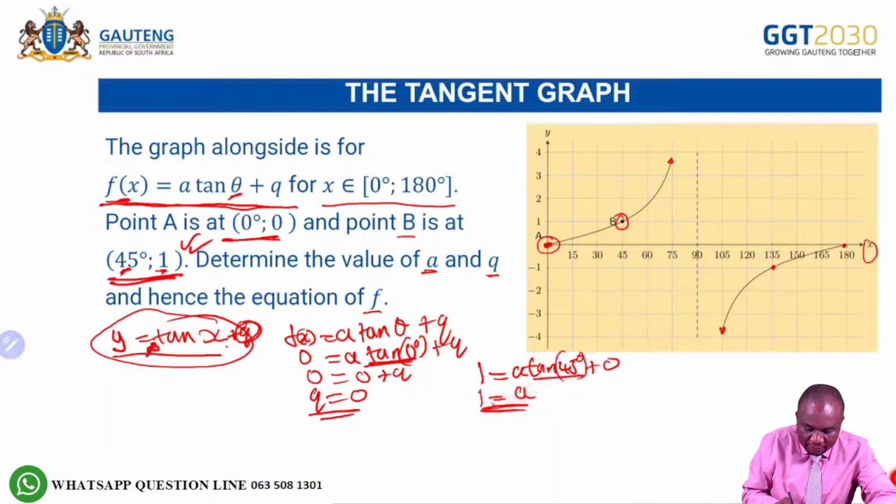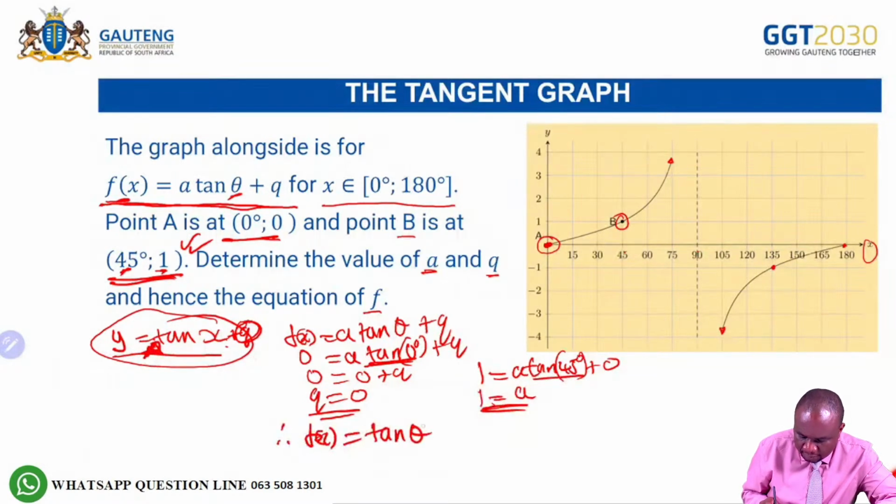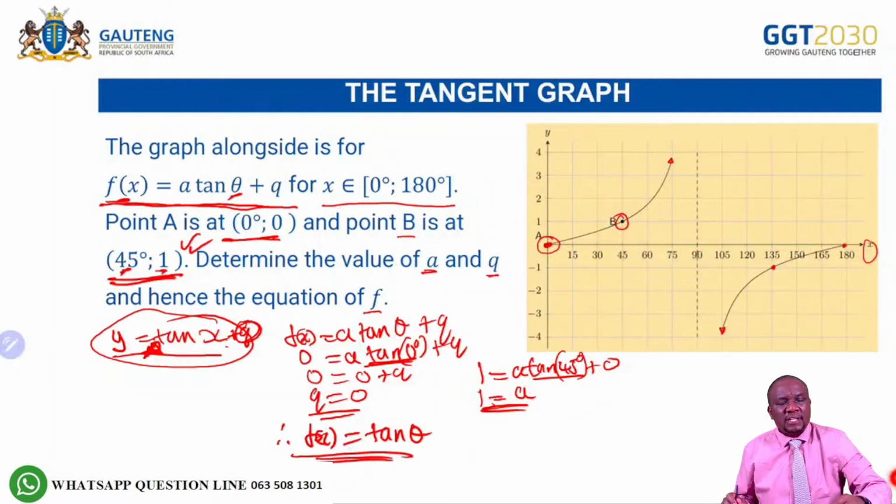That's what we said here when we talked about this: that this graph, nothing has happened to it. So a is equal to 1. Therefore, the equation of f of x is equal to 1 tan theta plus 0. Q is 0, so we just remain with this. Done. Okay.